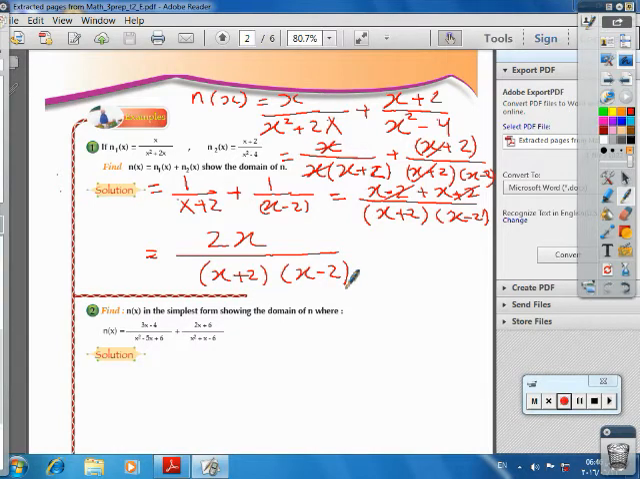Is that the final solution? Yes, that is the final solution. In the denominator (x + 2)(x − 2), in the first degree, this is n1(x) + n2(x).